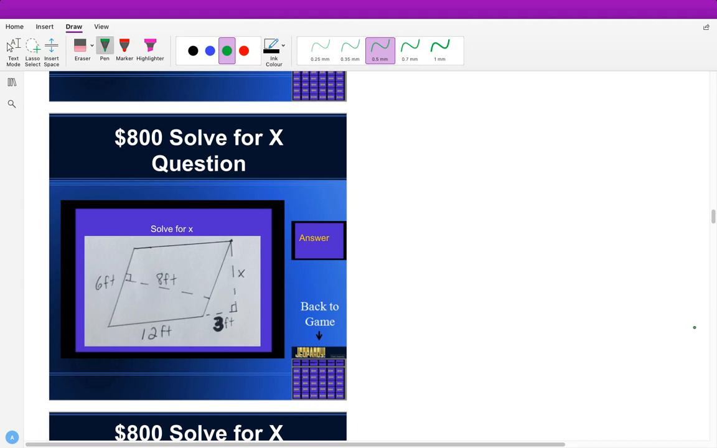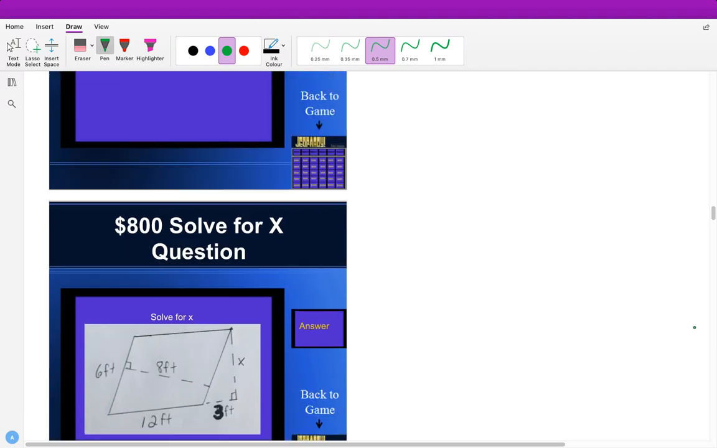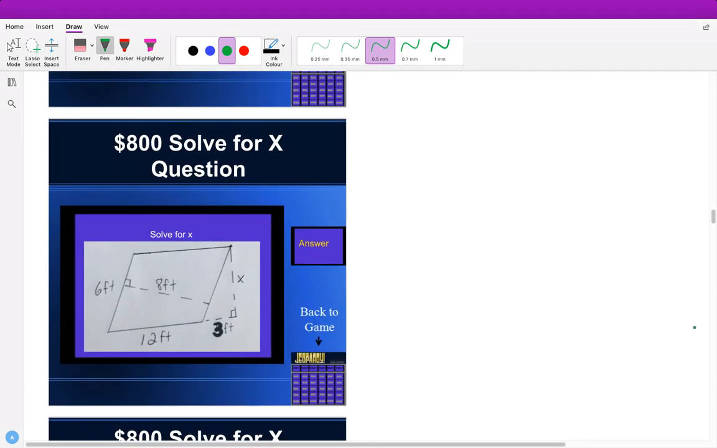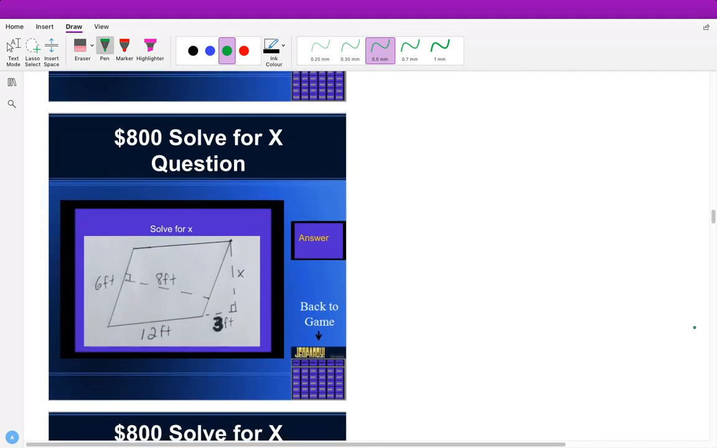Okay, now this question on the last assessment seemed to cause a lot of people some issues because this one doesn't flat out say what the area is. For the triangle, it said area is 60 units squared. For this one, it just says solve for x.